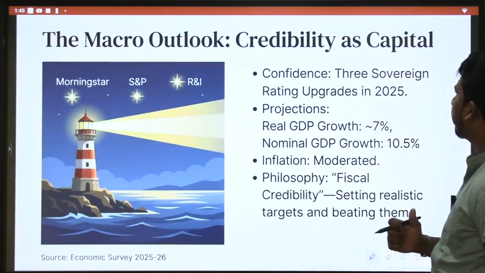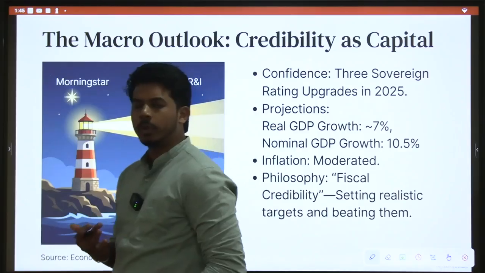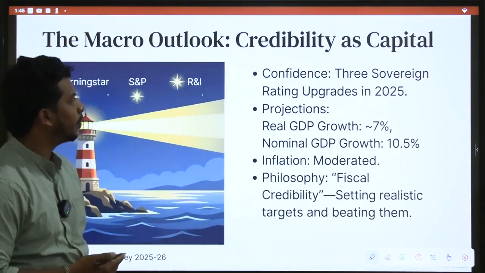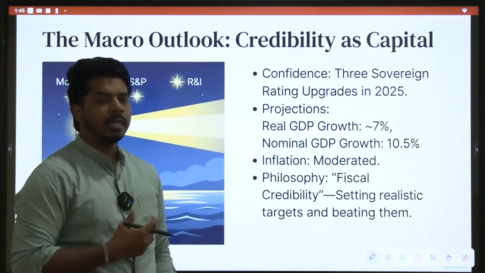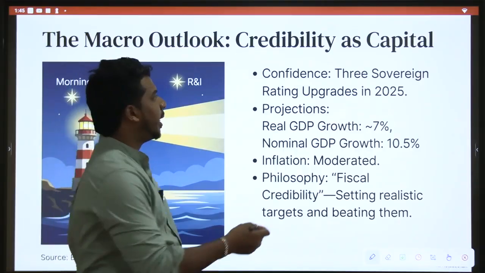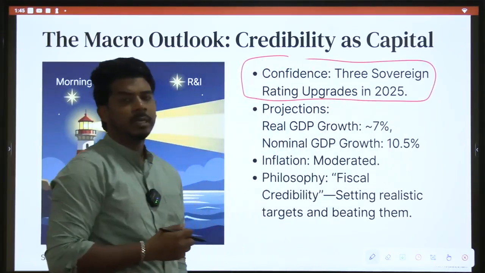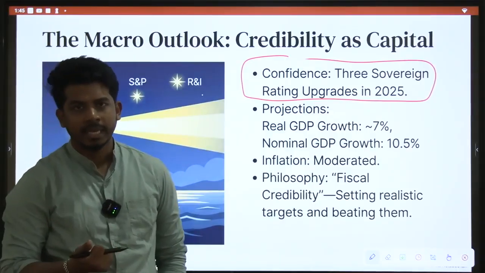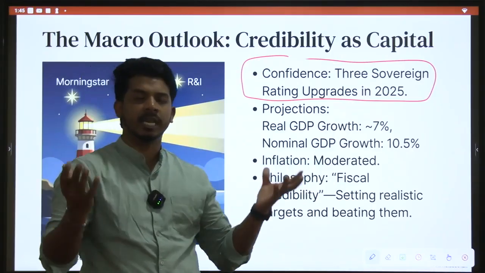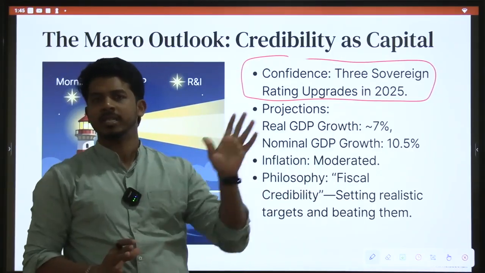So macro outlook, credibility as capital. So overall what we are doing? We are showing credibility, we are showing discipline, and that will be our capital. All the positive actions India is doing are recognized by the world. Many sovereign rating agencies, in the previous class we have seen some agencies like S&P increasing the ratings of India. So they are telling the investors across the world, now you can depend on India, you can trust India, you can invest in India.